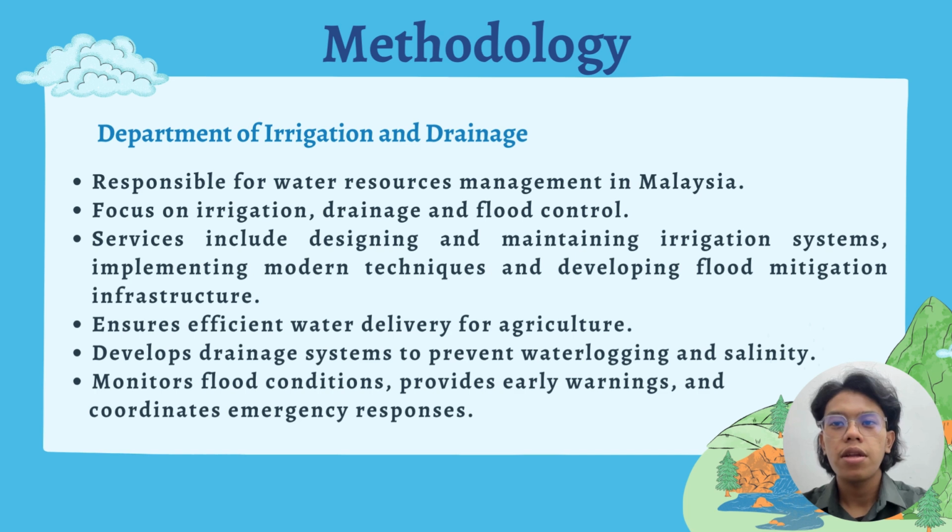I'll be outlining the methodology used in our study, focusing on the critical role of the Department of Irrigation and Drainage (DID) in Malaysia, the utility of Google Earth Pro, and the process of peak flow estimation in our catchment area. So the first one is the Department of Irrigation and Drainage. They are pivotal in Malaysia in managing water resources for irrigation, drainage, and flood control. They design, construct and maintain the system to ensure efficient water delivery for agriculture and develop drainage systems to prevent waterlogging and salinity.